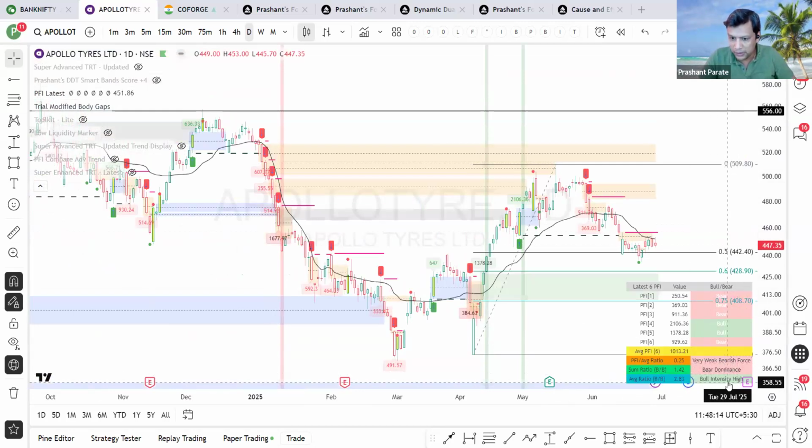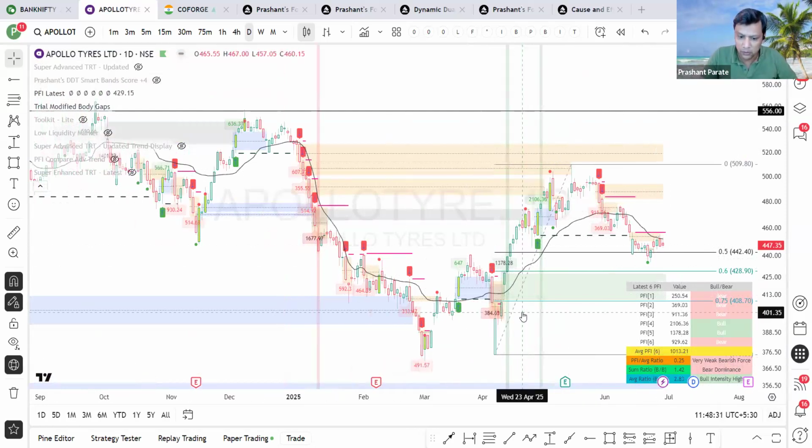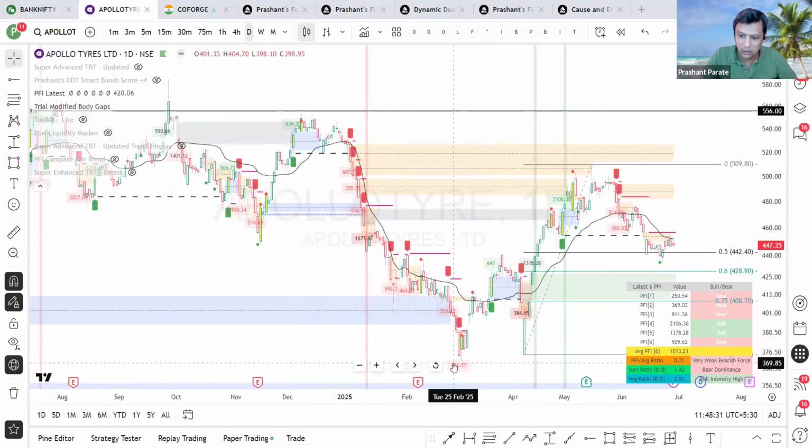Now, what about force? Bear dominance, bull intensity is high, means strong bulls are present, very high PFI, and there is a strong hidden gap here. So price may come up to 60%. Now, if it comes up to 429, 430 level, I will buy it. I'll keep my stop loss below this level, around 370.